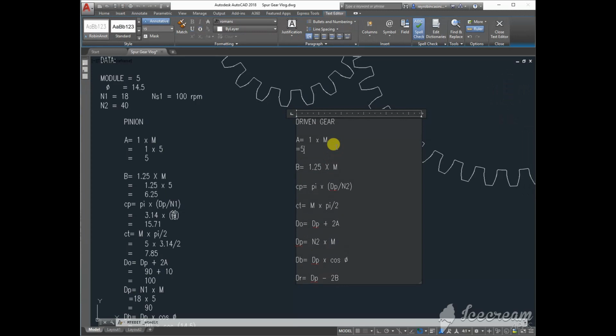For the driven gear, the addendum and the dedendum will be equal to the pinion gear. This will be 5, and this is equal to 6.25. Then the pitch circle diameter would be 40 times the module, which is equal to 200. Then the base circle diameter would be 200 times the cosine of 14.5. This is equal to approximately 193.63.